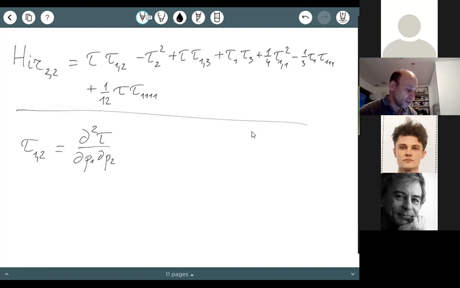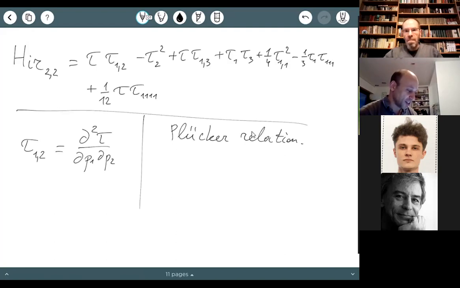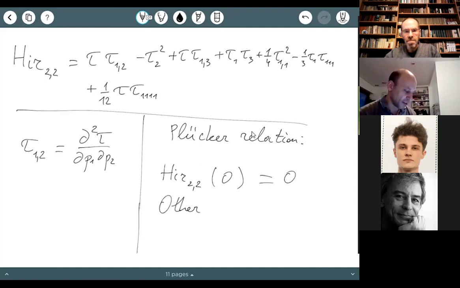And so the first Plücker relation that I get is that plugging zero into this Hirota relation equals zero. And actually other Plücker relations imply that the whole expression is equal to zero. So this is a small miracle, maybe even a big miracle.